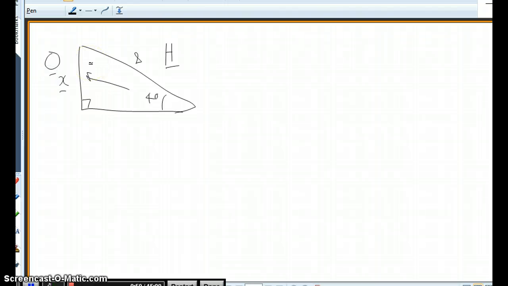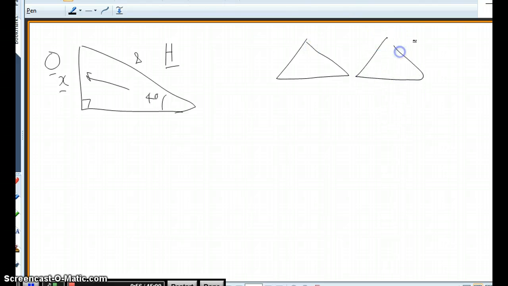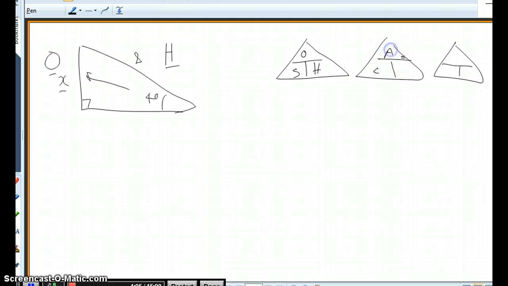Keep watching. Now, every time you do a trig problem, you should have these three triangles drawn up, and you'll get very quick at drawing them. Sin O over H, cosine A over H, tan O over A.